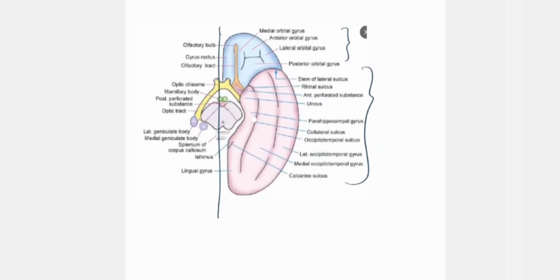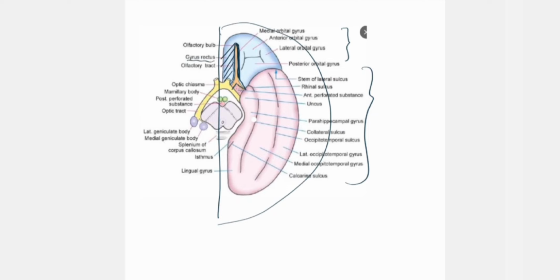This is one half of the inferior surface. This is the inferior view. Coming to the orbital surface, we can see an olfactory bulb, and this olfactory bulb forms a depression known as the olfactory sulcus. If we lift this olfactory bulb and olfactory tract, we can see the olfactory sulcus, and the region medially is known as the gyrus rectus.